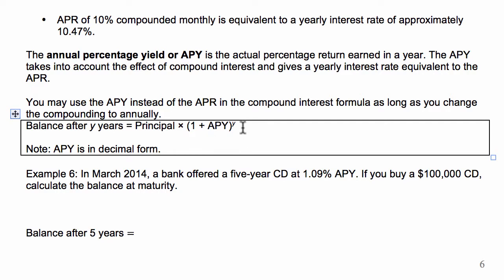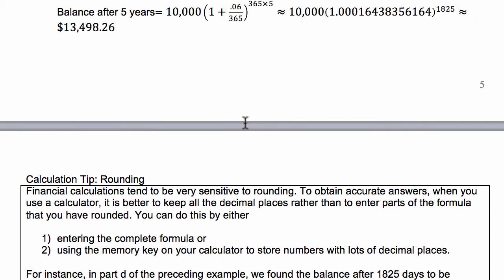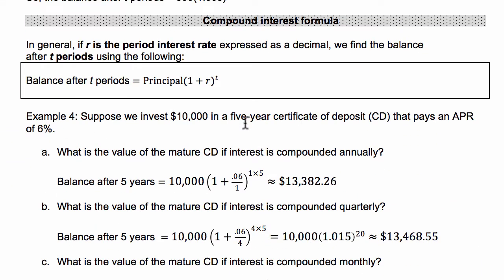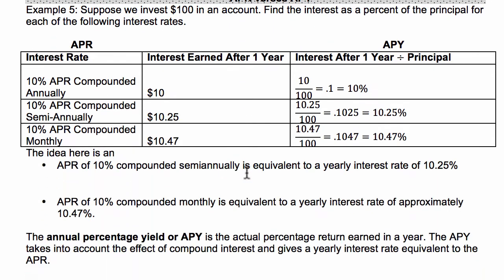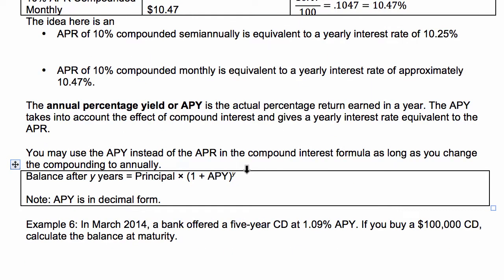the Y power. Recall from our previous compound interest formula that our exponent represents the total number of periods. When we use APY instead of APR to calculate our balance, we are using an equivalent yearly interest rate, so a period is 1 year long. This means our exponent should be equal to the number of years our money is earning interest.